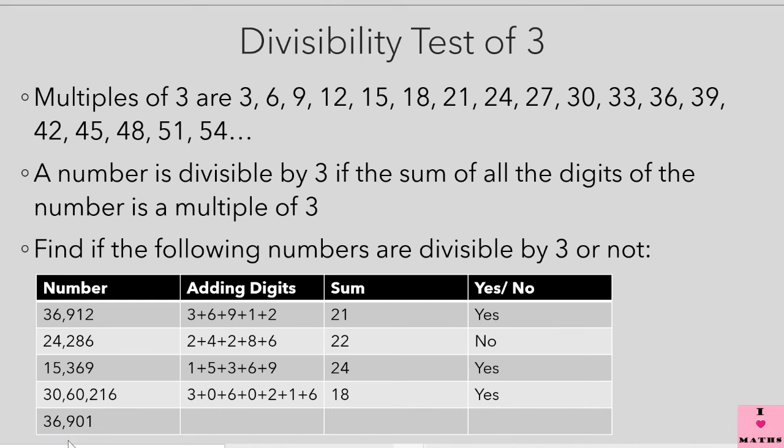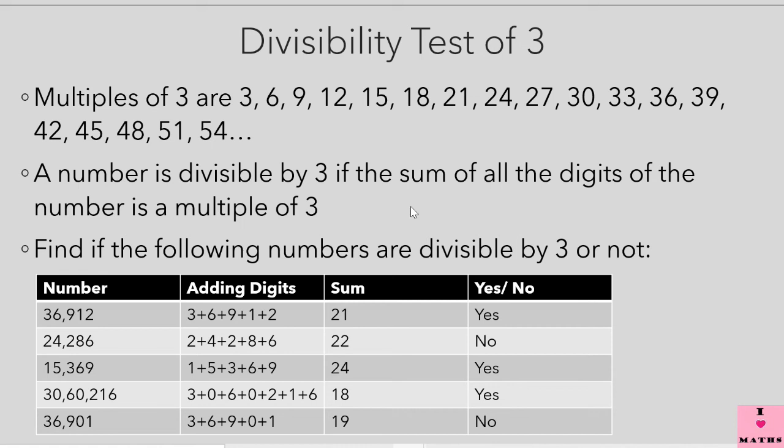36,901. Okay, let us add the digits. 9 plus 1 is 10. 10 plus 6 is 16. 16 plus 3 is 19. But 19 does not come in the table of 3, children. So this number is not divisible by 3, or it is not a multiple of 3. Okay. I hope children you will remember it.